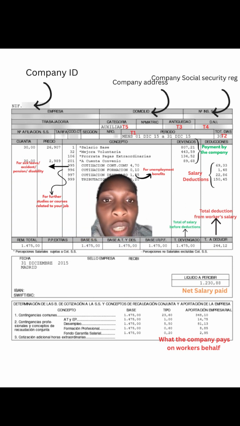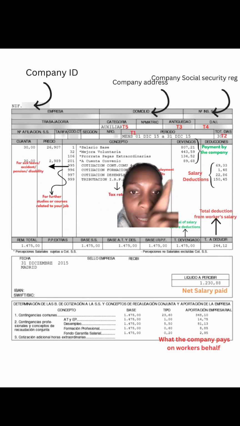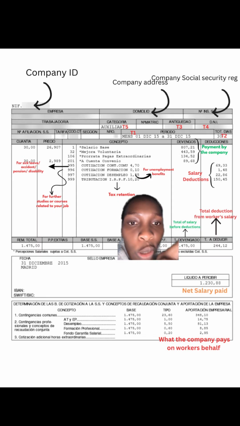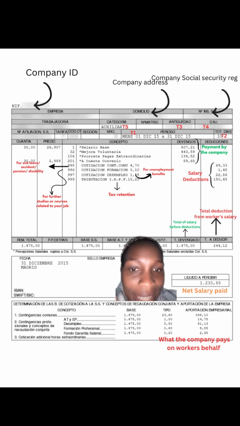Now, this will give you your total salary deductions, which I have here. And then that's where you come down here. We have the total, which will be deducted from the total accruals, and will give you the net salary that will come into your account, which is the 1,230. So this is what you receive in your account.